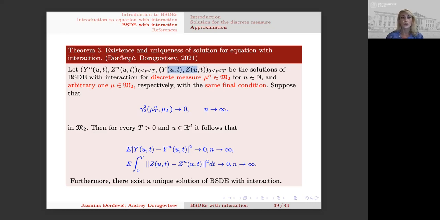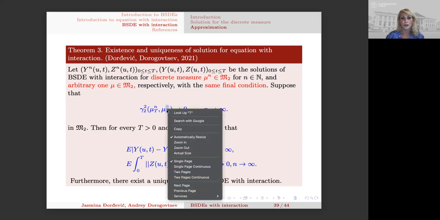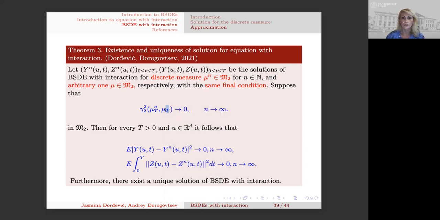And if we suppose that all of those equations have the same final condition, furthermore, that we can approximate this random final measure with this sequence in the sense of Wasserstein distance of order 2, then those two limits hold, which have as a consequence that the BSDE with interaction of general form has a unique solution.